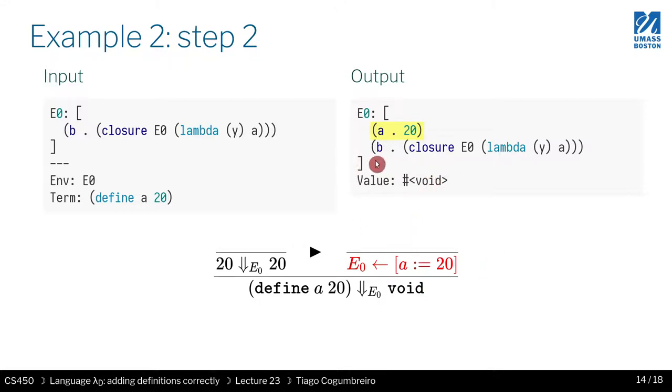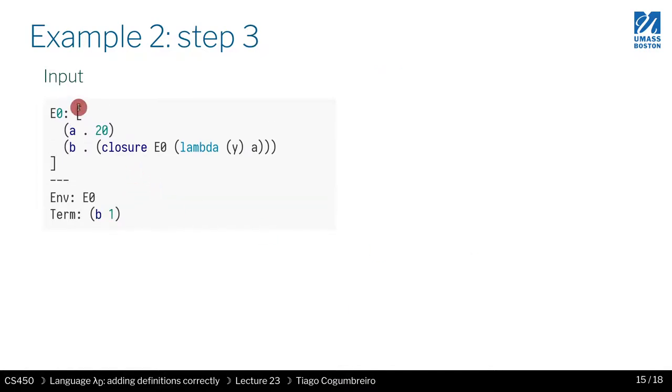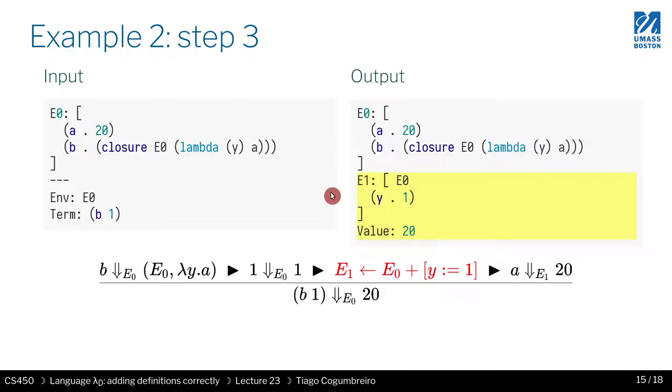And the updated environment. So environment E0 now has two binders. Okay, result is void, as we said before, so everything is fine. Okay, final step is this expression, calling function B. So please pause the video and try to do it yourself. Okay, I'm going to assume you paused the video, and the solution is 20, as we expected, right?